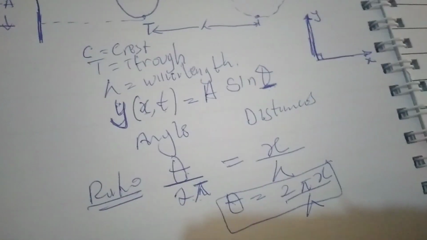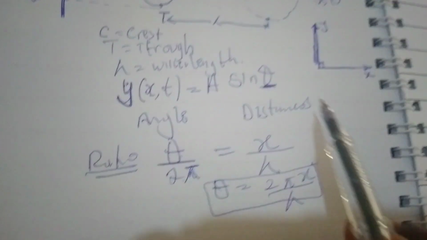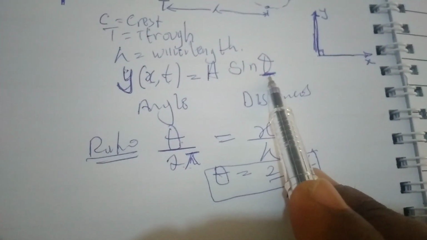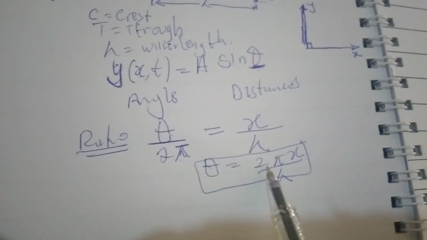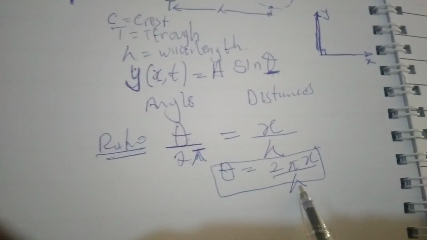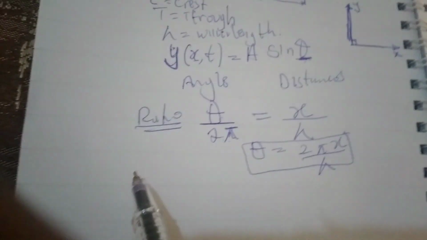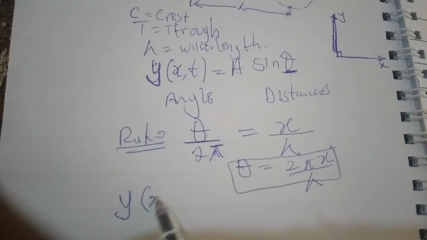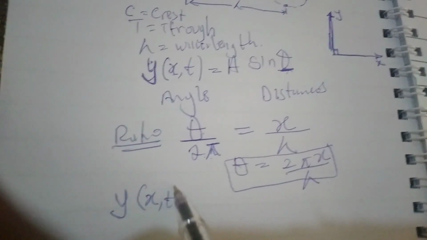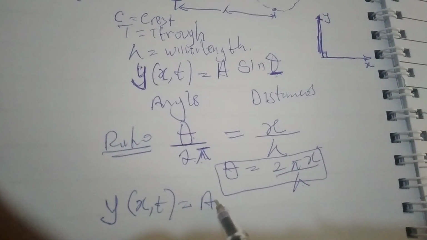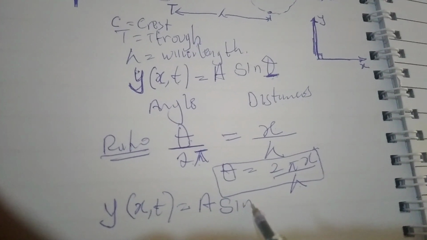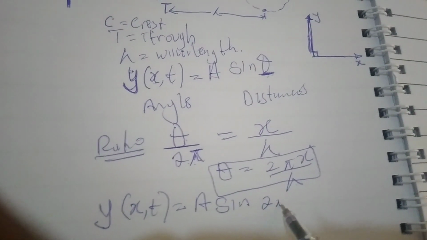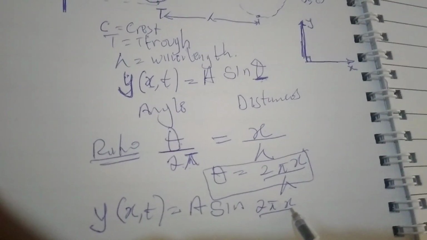So we can go back to this expression and replace theta in radians with 2 pi x divided by the wavelength. In a nutshell, this vertical displacement of the wave, which is a function of the horizontal displacement and time, can now be written as the amplitude times sine of 2 pi x divided by lambda.